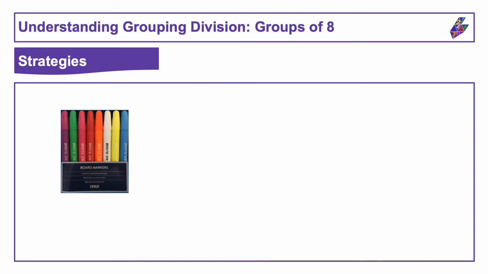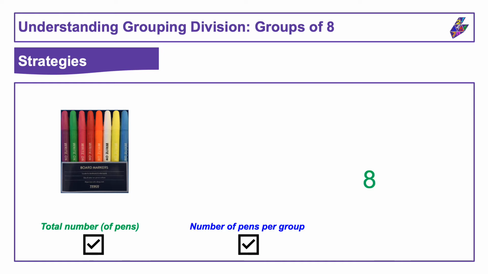just one packet. If we want to record this relationship in an equation, then we need to think about the information we have. We know the total number of pens. This was 8. We know the number of pens per group or per pack. This was also 8. So we're dividing the pens into groups of 8. And we're trying to work out how many groups we have, which in this case is packs of pens. 8 divided into groups of 8 gives us just one group or one pack. So our equation is 8 divided by 8 equals 1.